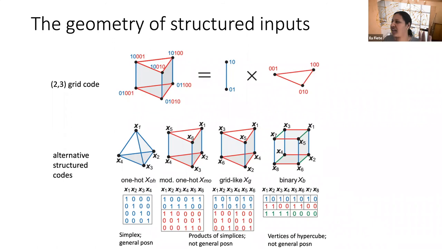So hypercubes are maximally not linearly separable. Simplices are maximally linearly separable, and then these prisms, these products of simplices, are somewhere in the middle. Okay, so that's what it is.